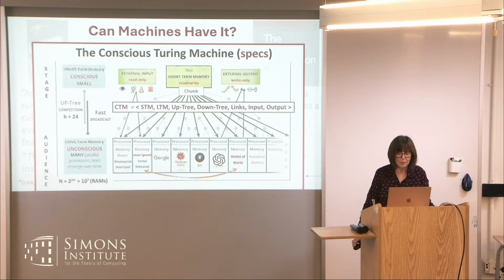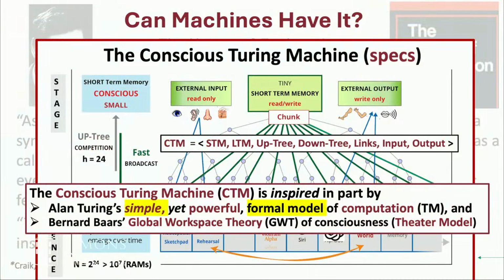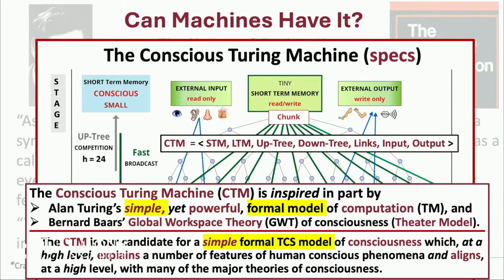I'm not going to go through the formalism here, but we've defined it as a seven-tuple. So we're inspired in part by Alan Turing's simple yet powerful formal model of computation, the Turing machine, and Bernard Baars' global workspace theory of consciousness, often called the theater model. And so the CTM, or the Conscious Turing Machine, is our candidate for a simple, formal, theoretical computer science model of consciousness, which at a high level explains a number of features of human conscious phenomena and aligns at a high level with many of the major theories of consciousness.